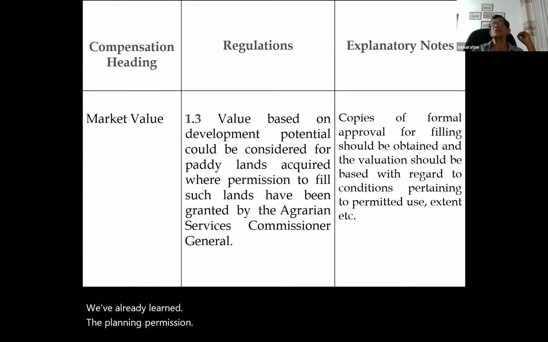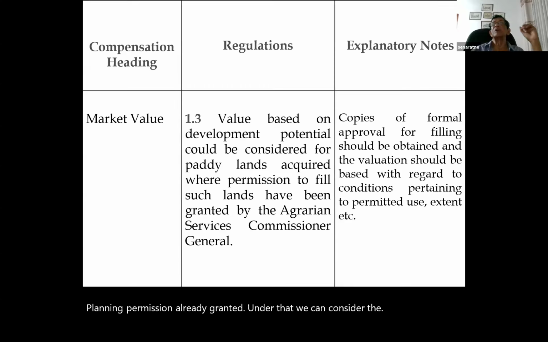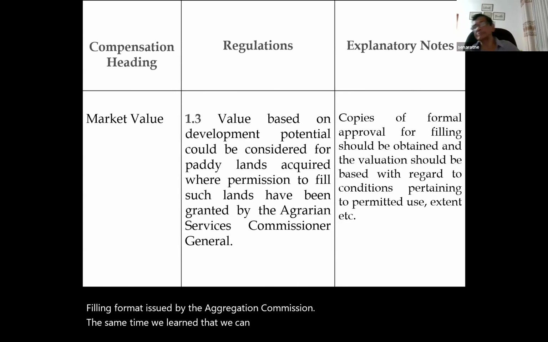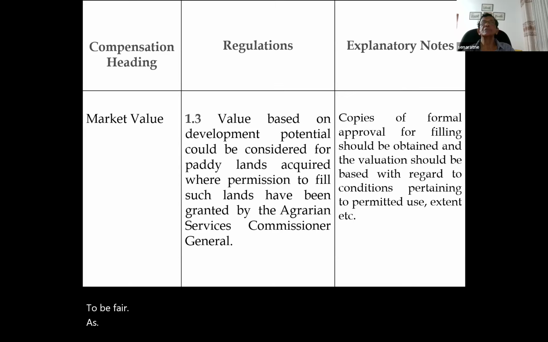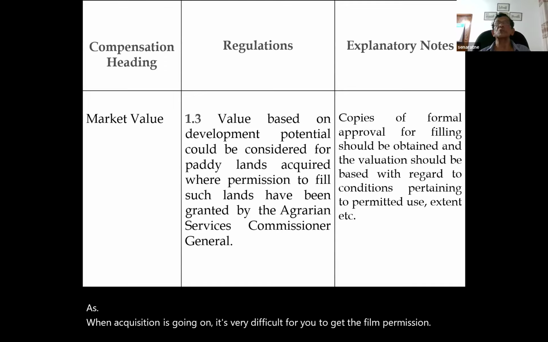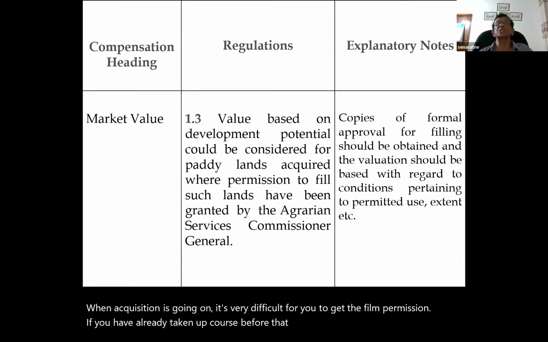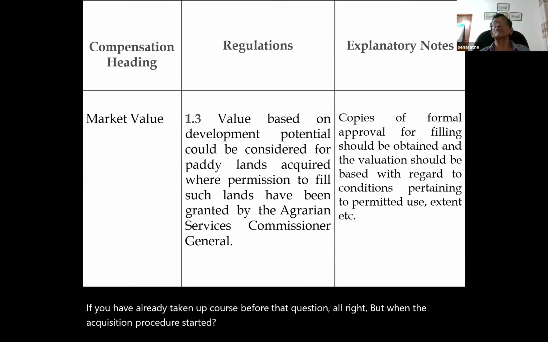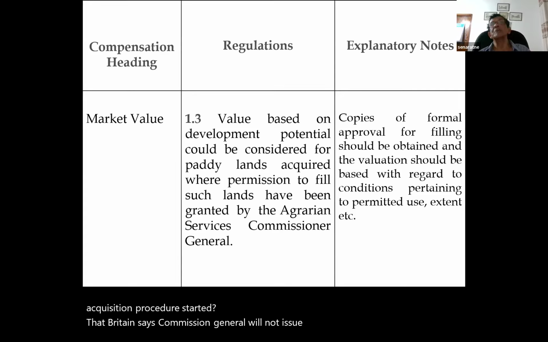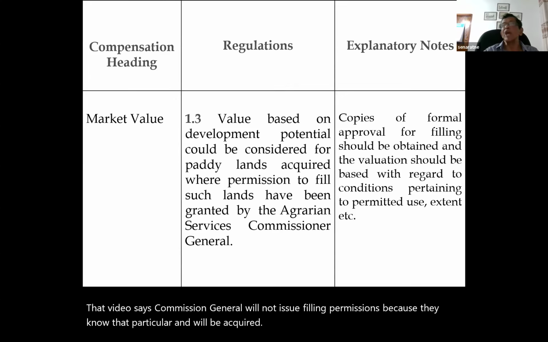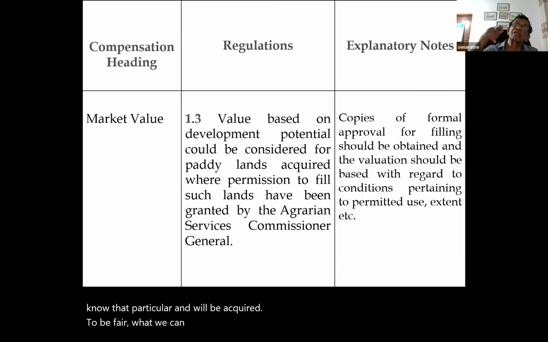Planning permission already granted. Under that, we can consider the filling permit issued by the Agrarian Commissioner. At the same time, we learned that we can consider assumed planning permission. To be fair, as you know, when acquisition is going on, it's very difficult for you to get the filling permission, if you have not already taken it before the acquisition. But when the acquisition procedure started, the Agrarian Service Commissioner General will not issue filling permissions because they know that particular land will be acquired. To be fair, what we can do is consider that under assumed planning permission.